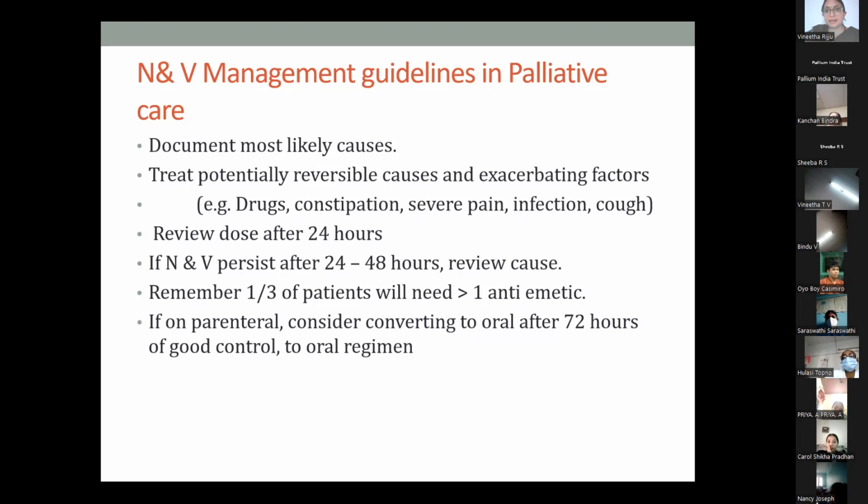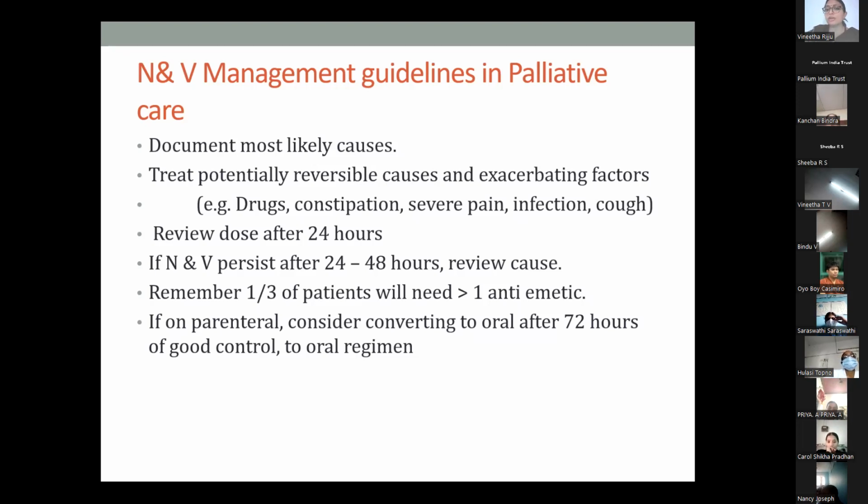So if it is a drug like morphine which has caused the vomiting, you can probably add an antiemetic, or even if after adding an antiemetic the vomiting has not come down, you can think of changing the drug. That is for uncontrollable, refractory cases. You may even think of changing the drug. Now that is a reversible cause.